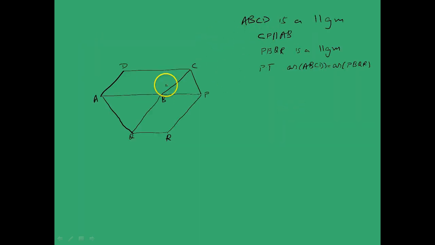Let's look at a question in which we will apply some of the things that we have learned in this lecture. We are given this geometry in which ABCD is a parallelogram. We have CP parallel to AB. CP is parallel to AQ, and PBQR is a parallelogram, and we have to prove that area of ABCD is equal to the area of PBQR.